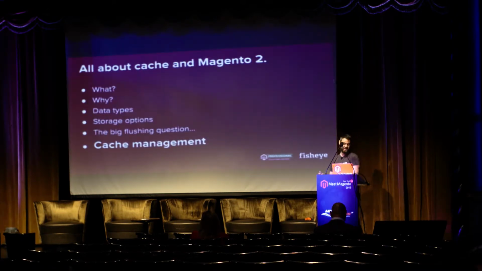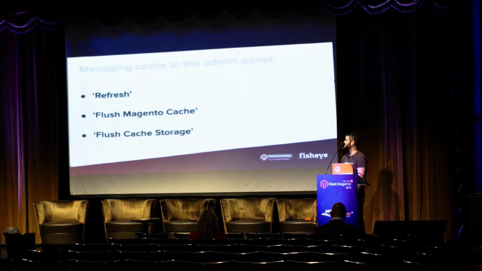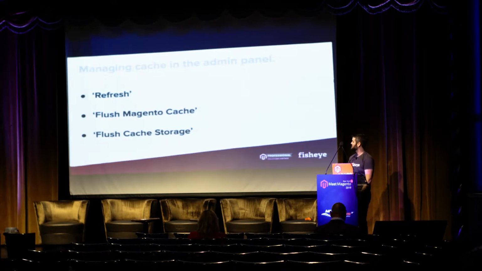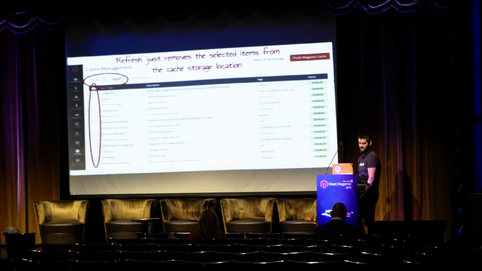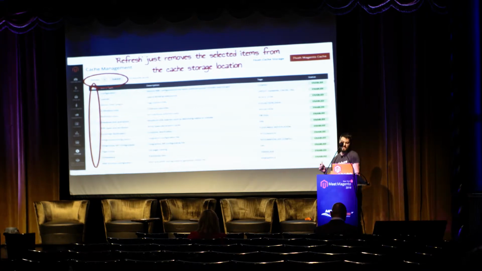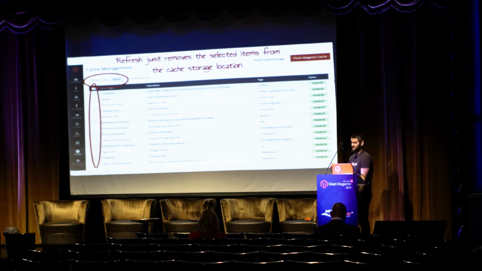So before we go into what we can do instead of flushing the cache, let's look at cache management. In the admin panel, there are 3 different ways to clean, flush, however you want to call it, manage the cache. We'll start with refresh. Essentially, if you tick any of those boxes and hit the submit button, it's just going to remove those caches from the storage location. So if you're using file system, for example, and you tick layout and hit submit, it's going to remove any file to do with layout from the file system.